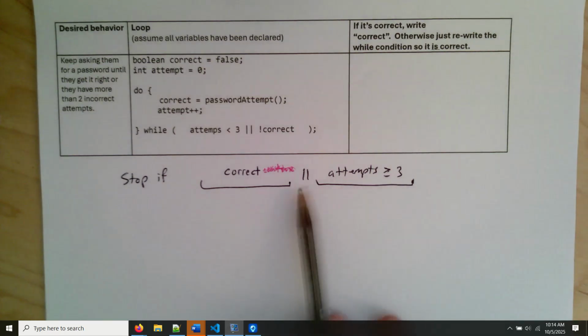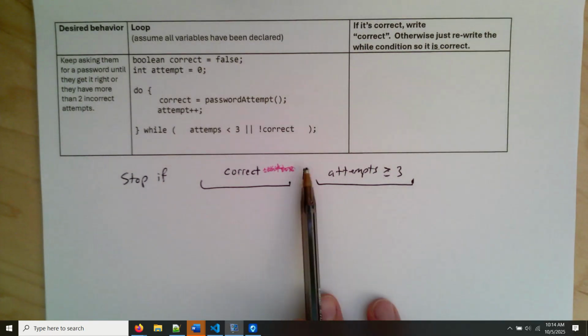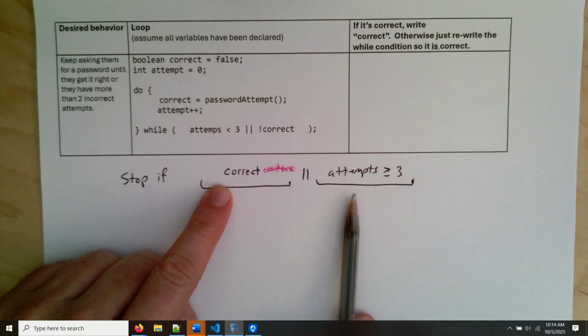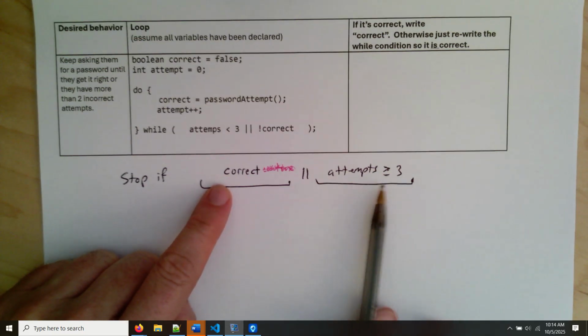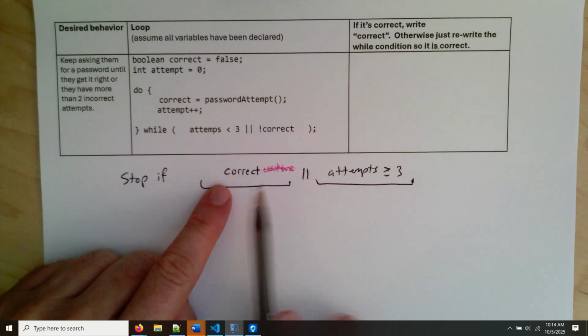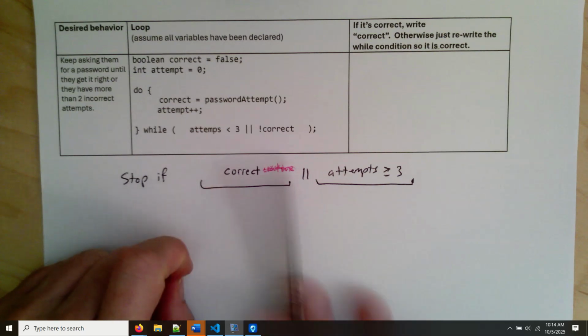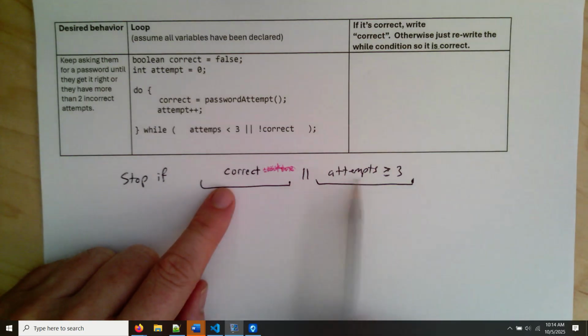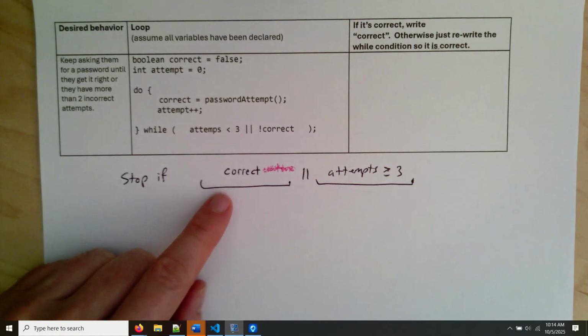Okay, and I used an or symbol here because if they got it correct, but this one's false, that's okay. Like, let's say it's their 3rd attempt and they got it correct. That's all right. We want to stop. If they didn't get it correct, but they have too many attempts, we also want to stop. So if either one of those two is happening, we want to stop.